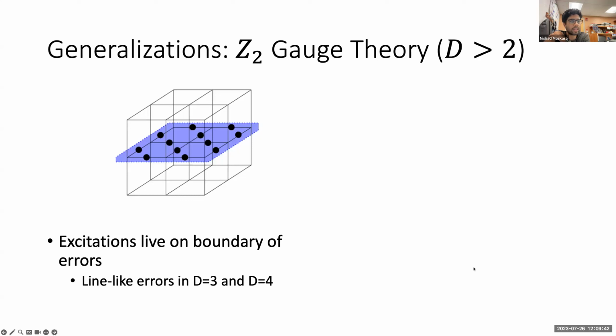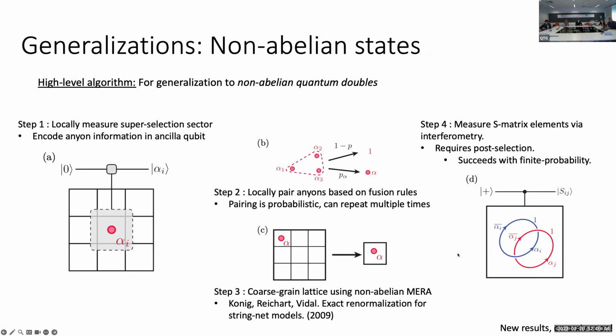Okay. Sorry, before you move on from that one, that's really interesting. I would have guessed that you need post-selection to measure the S matrix, but can you say something about that finite probability? Is it constant as you make the strings long?